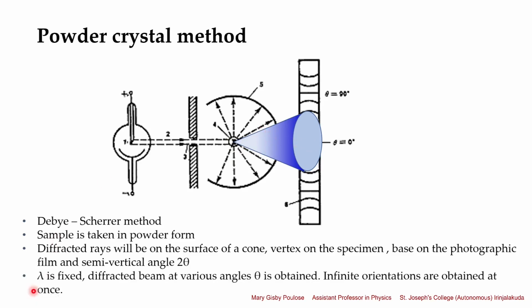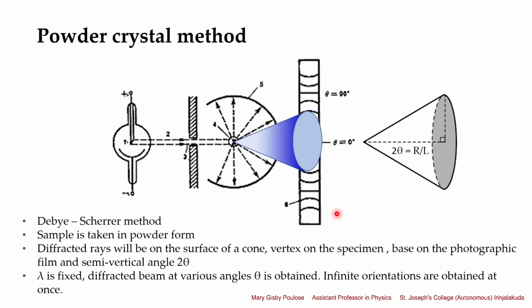Here, the wavelength is fixed. The wavelength of the X-ray beam is fixed, and diffracted beams at various theta angles are obtained at the same time. Infinite orientations are obtained at once. At that particular instant, we get different orientations.